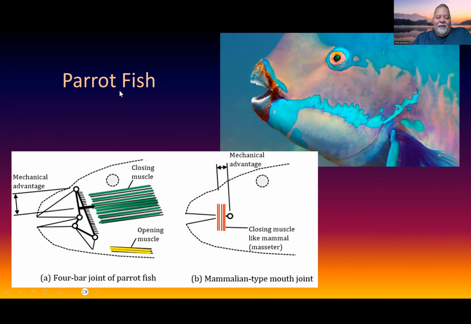Here's a parrotfish. Now, normally, when we think of jaws closing, a lot of times we think of mammals. A mammal has a masseter muscle that hooks up on the top and on the bottom of the jaw, and it basically just goes back and forth, and it opens and closes very simply. Now, I can bite down pretty hard on something, so obviously I can clamp down, but it's not nearly as efficient as this parrotfish.